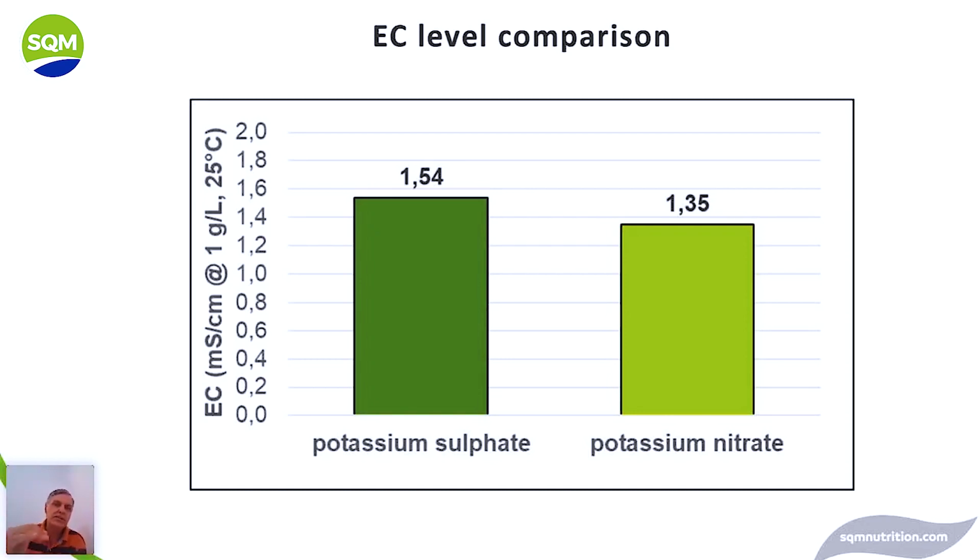So when we increase EC, it's the same as saying you are increasing salinity. So the lower the EC, the lower the salinity, and the better for the plant to uptake water and nutrients from the soil. So the lower the EC, the better for the plant to be efficient in water and nutrient uptake.